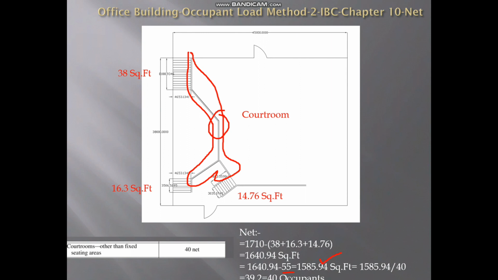Okay, so this is the total area, and for this area I am going to consider the IBC chapter number 10 table, that is the courtroom. I have to consider 40 net. That means for 40 square feet I am going to consider 1 person. So 1585 divided by 40, I got the answer of 39.2. I round off to 40 occupants. So that is the difference between net and gross concept.